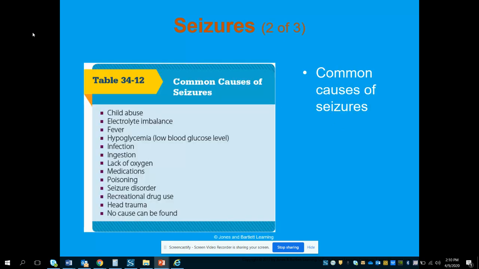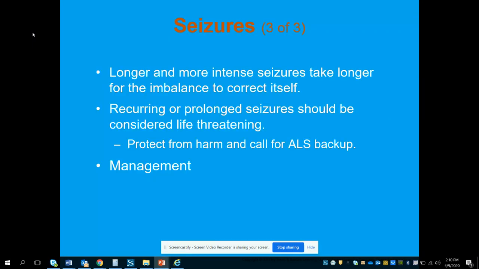Some potential causes of seizures: child abuse, electrolyte imbalances, fever, which is really the big one, also hypoglycemia. Those two are pretty huge for our pediatric population. Infection, ingestion, which would be ingestion of poisons or toxins, lack of oxygen, medications, poisoning, seizure disorder, recreational drug use, head trauma, or no cause could be found. And so when there's no known cause, then we would probably get the diagnosis after a few doctor's appointments of epilepsy for the child.